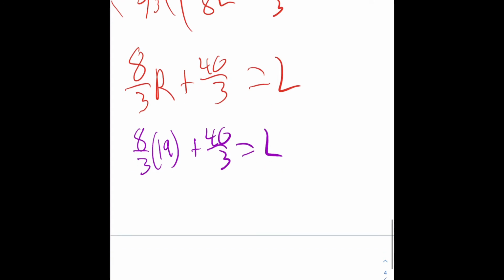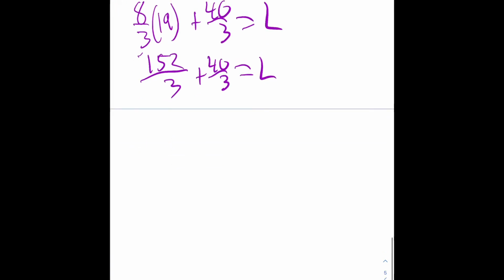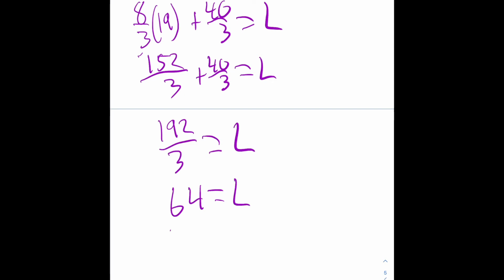I still have 40/3 over here, and I'm hoping to find the length. So 8 times 19 is 152. So I have 152/3 plus 40/3 equals L. 152 plus 40, because I have the same denominator, I can add them. And then 192 divided by 3 is 64. L is in inches, so the band will provide 19 pounds of resistance when the length is 64.